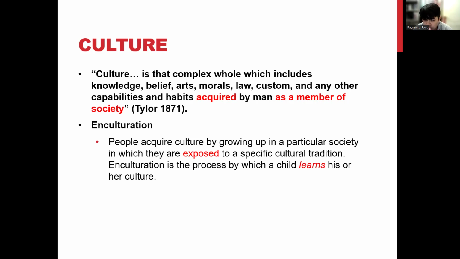So in order for culture to exist, it needs to be acquired, which means learned, and you also need to be a member of society. Okay. Now, how do people learn culture? People acquire culture by growing up in particular societies in which they are exposed to a specific cultural tradition, and enculturation is a process by which a child learns his or her culture. Pretty straightforward, right? Enculturation is the process by which a person learns their culture, right?